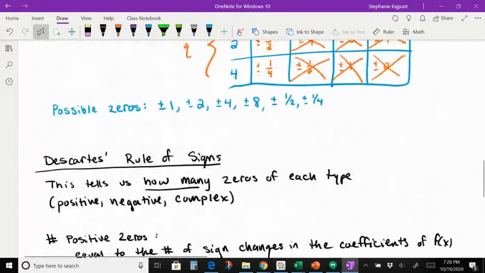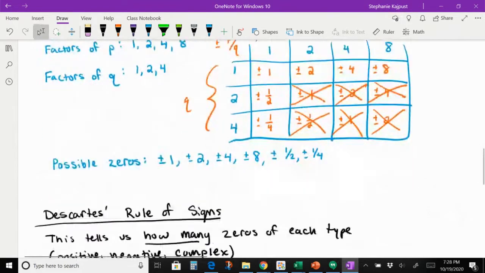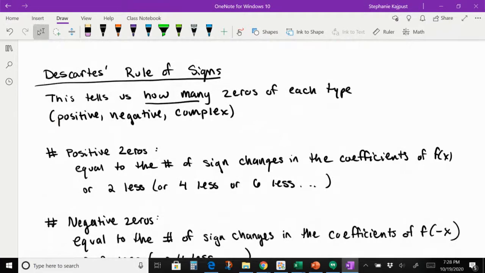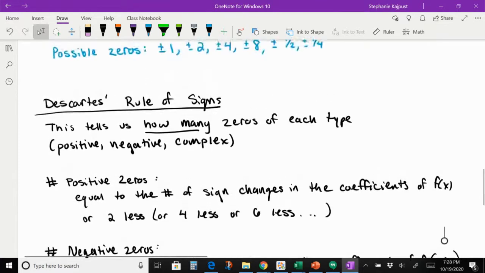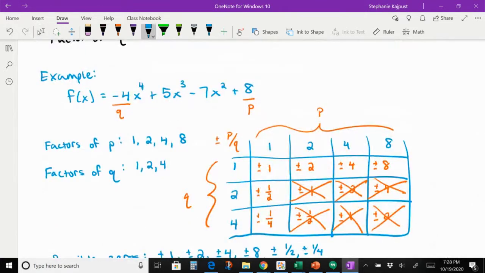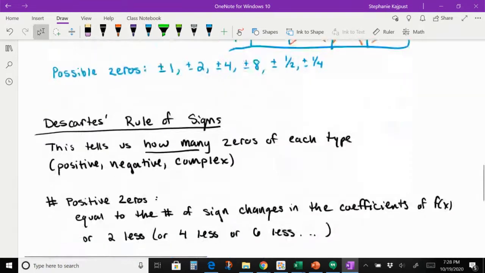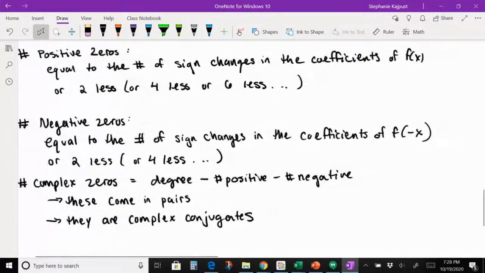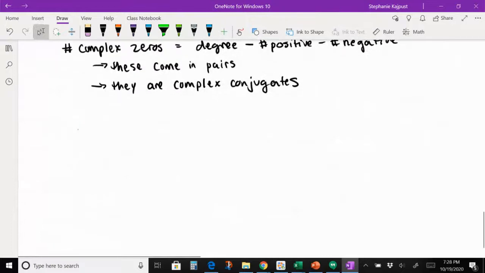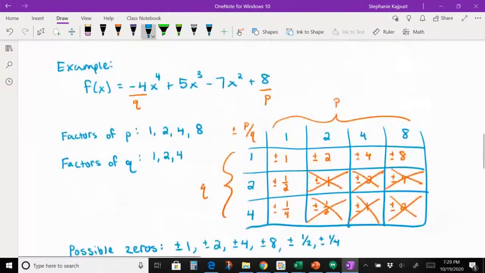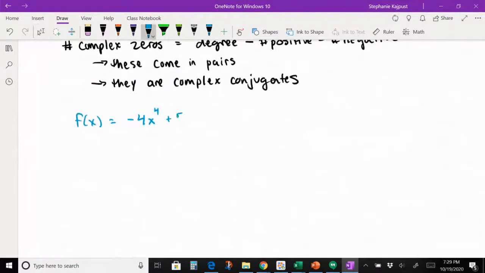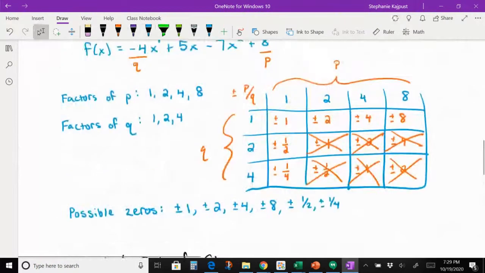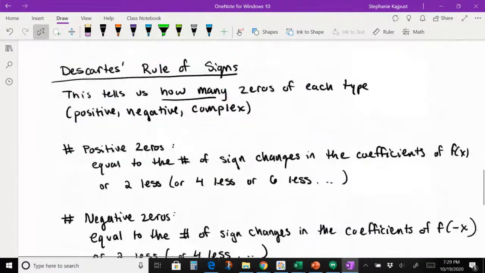So once you've used these things, once you've figured out what numbers you need to try, then you basically use synthetic division in order to test these. So first, we need to actually do Descartes' rule of signs on our example that I have here. So I'm going to rewrite it, it's the same example. So we have f of x equals -4x to the 4th plus 5x cubed minus 7x squared plus 8.